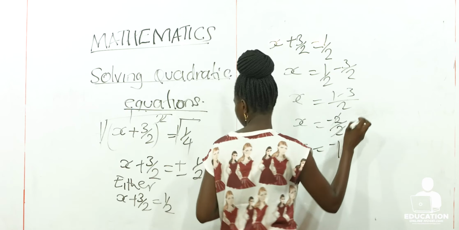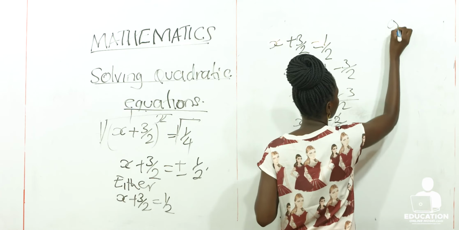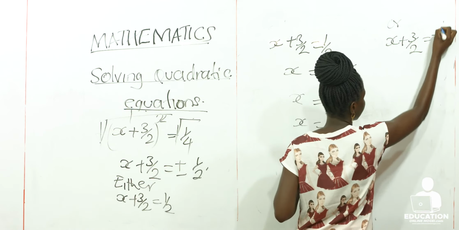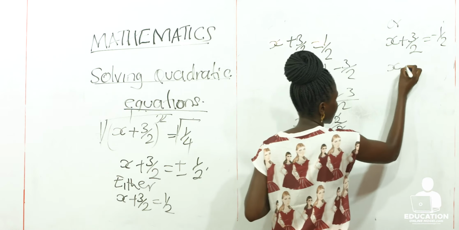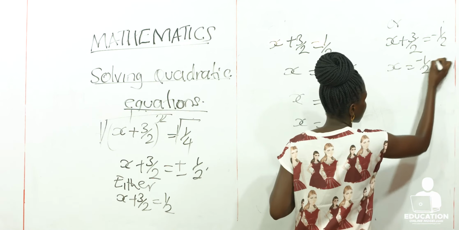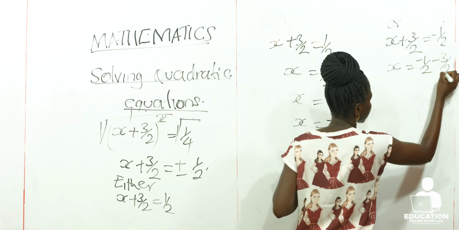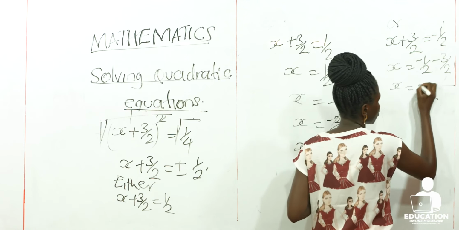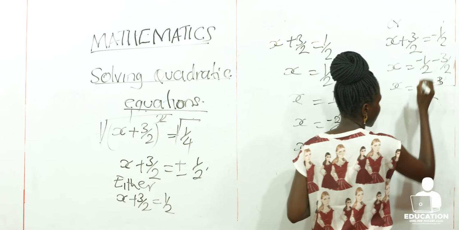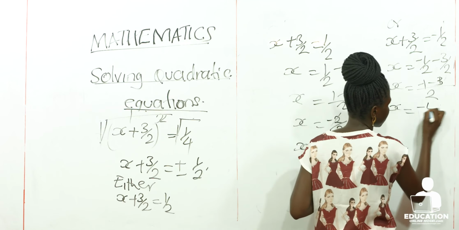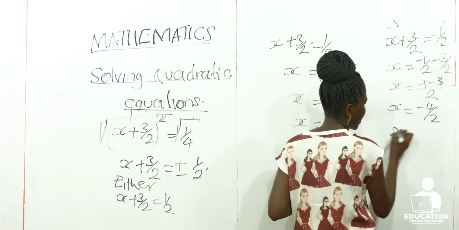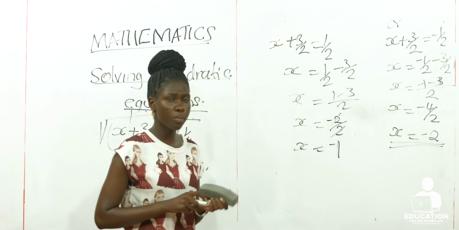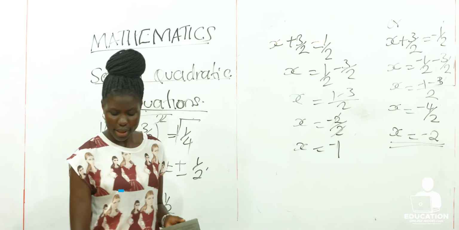Then in the second case, we shall have x plus 3 over 2 is equal to negative a half. We shall have x is equal to negative a half minus 3 out of 2. So we shall have here our LCM is 2. This will be negative 1 minus 3. So we shall have negative 4 out of 2. And finally, our answer will be negative 2. So these are going to be the two possible values of x in this case.